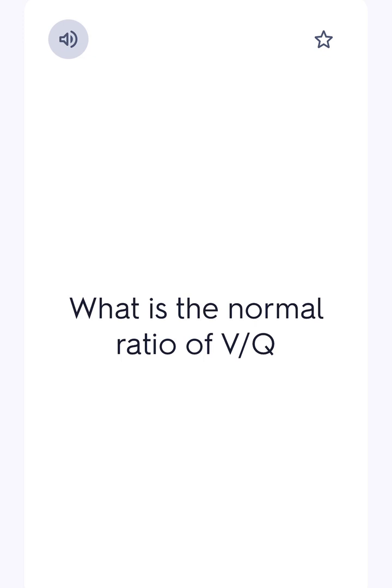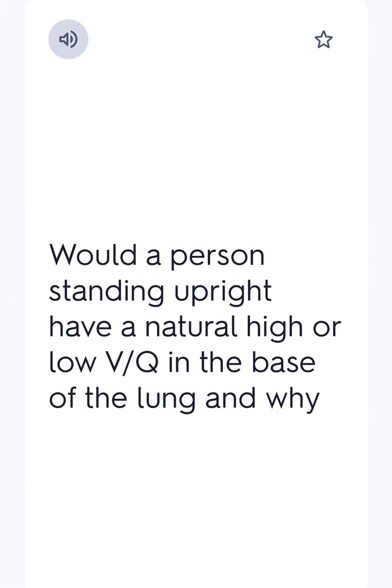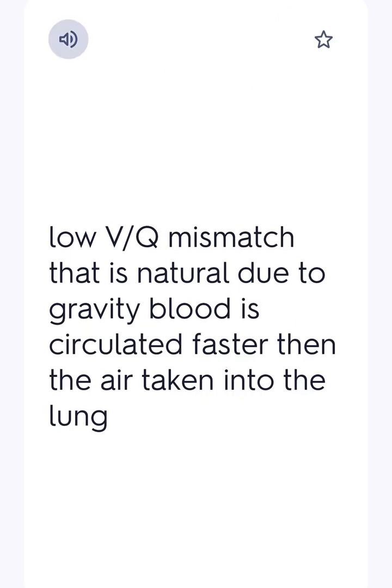What is the normal ratio of V/Q? 0.80, roughly 4 liters of oxygen pass through the lungs each minute while 5 liters of blood passes through the lungs. Would a person standing upright have a natural high or low V/Q in the base of the lung, and why? Low V/Q mismatch that is natural due to gravity. Blood is circulated faster than the air taken into the lung.